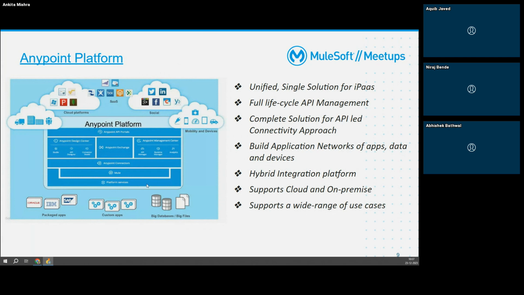IoT, SaaS, PubSub, different ranges of use cases which are actually utilized by different clients in the market. Everything is supported by Anypoint platform.